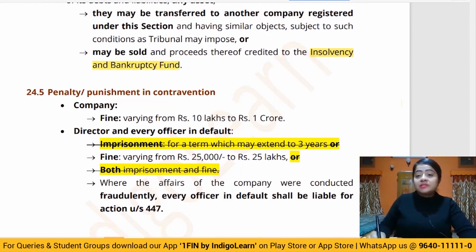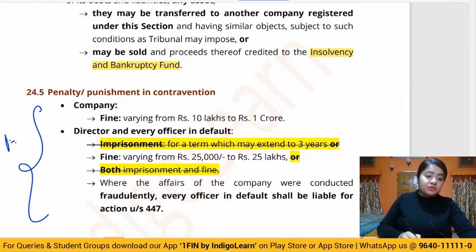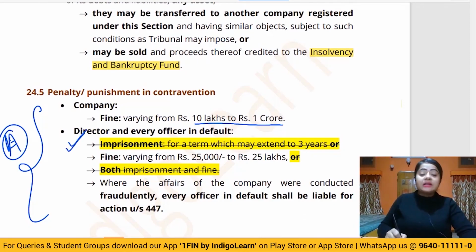Right, now if any Section 8 company does not comply with the provisions of Section number 8, then this is the penalty applicable. There are some amendments here, so please note. For the company, the fine is going to vary from 10 lakh rupees to 1 crore rupees. For director and every officer in default, the penalty is going to be from 25,000 rupees to 25 lakh rupees. In case of any fraud, Section 447 is going to be attracted.